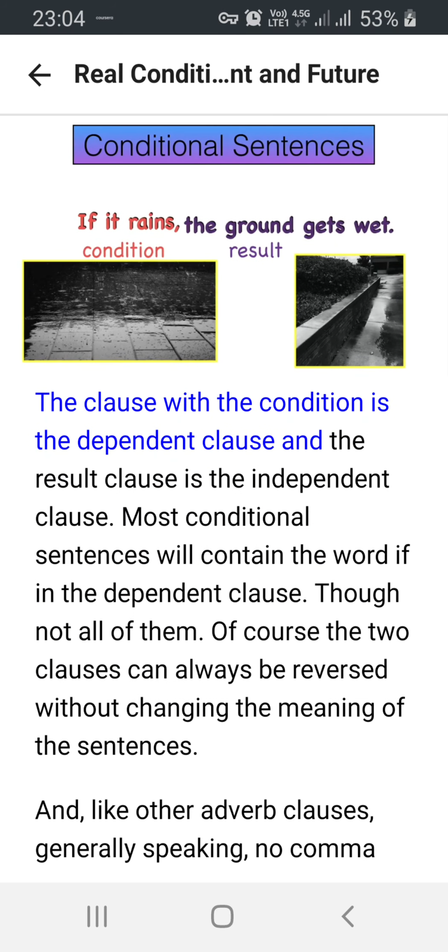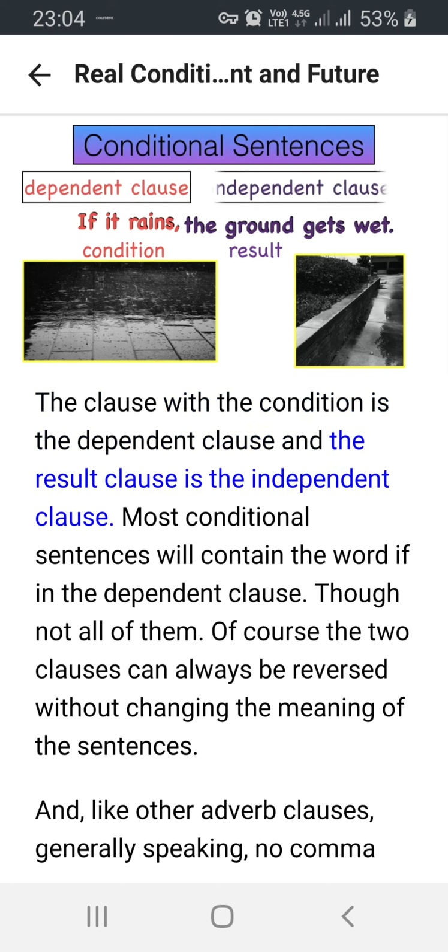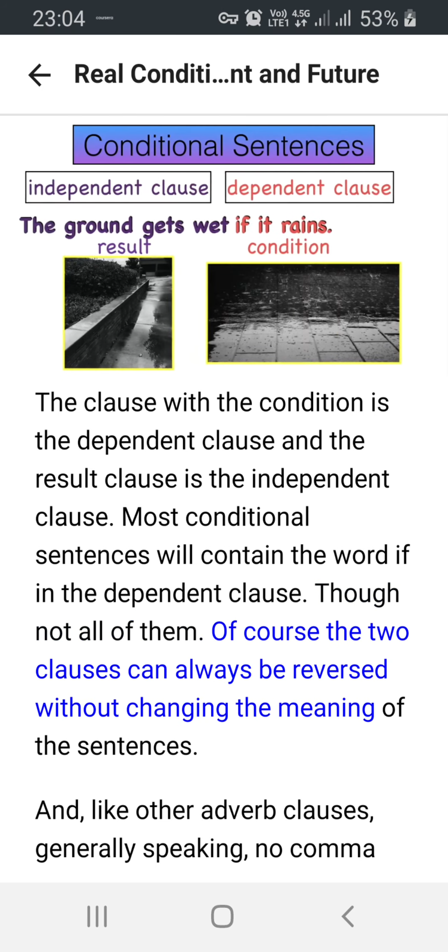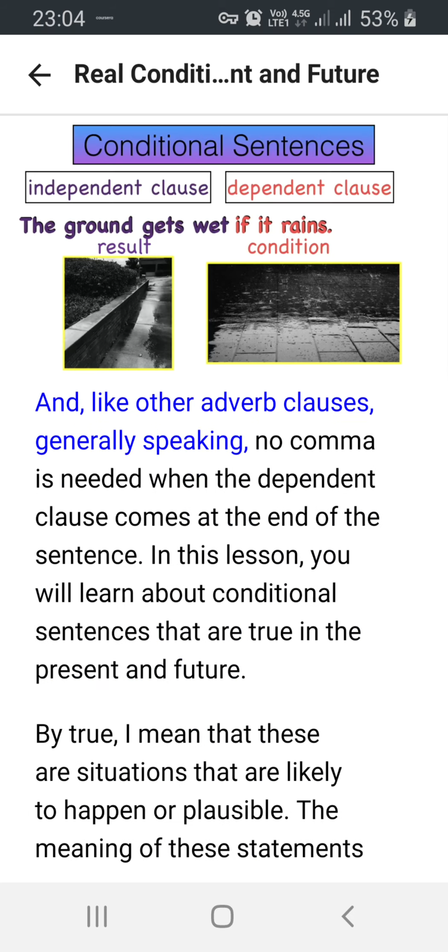The clause with the condition is the dependent clause, and the result clause is the independent clause. Most conditional sentences will contain the word if in the dependent clause, though not all of them. Of course, the two clauses can always be reversed without changing the meaning of the sentences. And, like other adverb clauses, generally speaking, no comma is needed when the dependent clause comes at the end of the sentence.